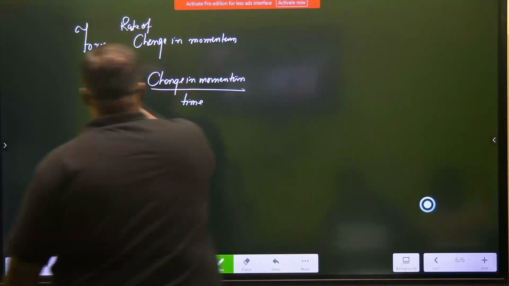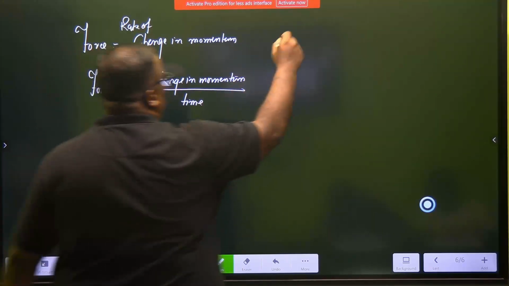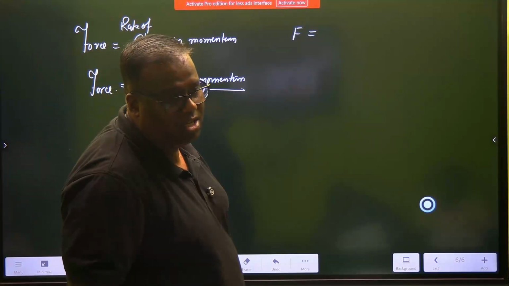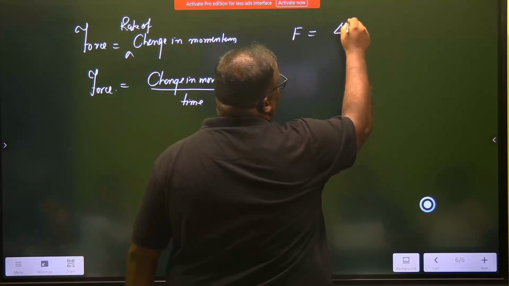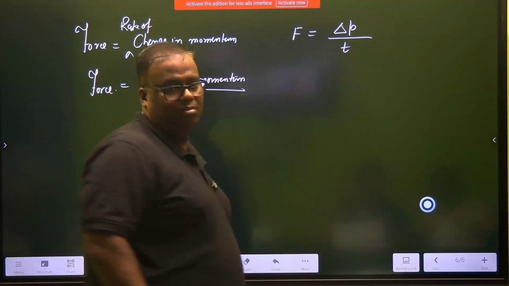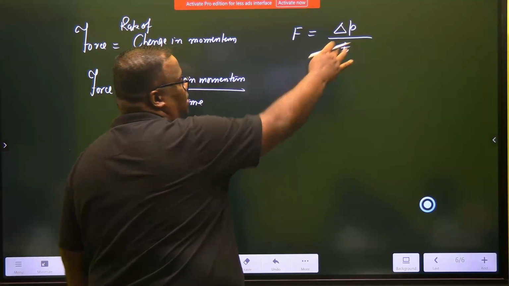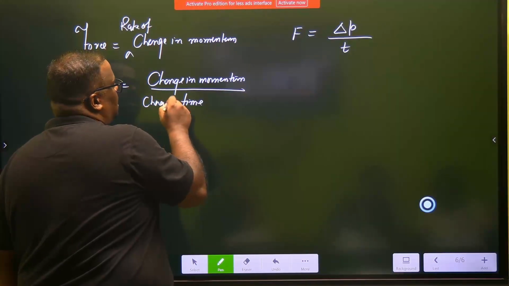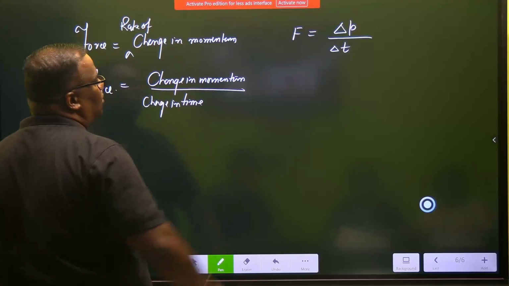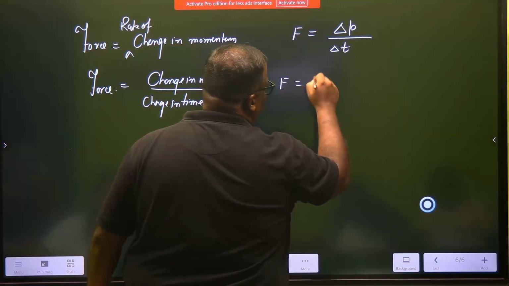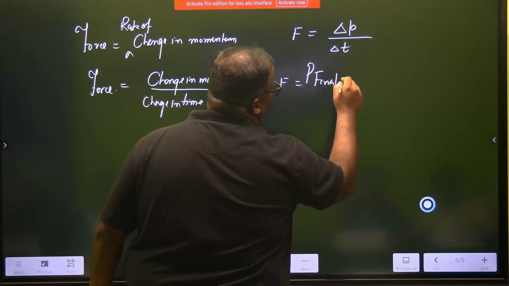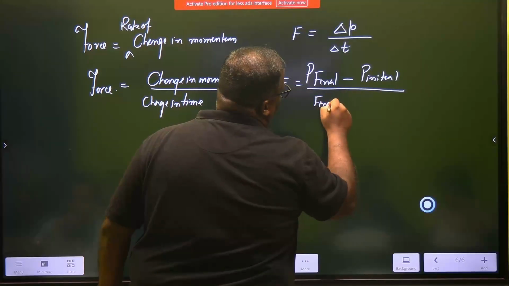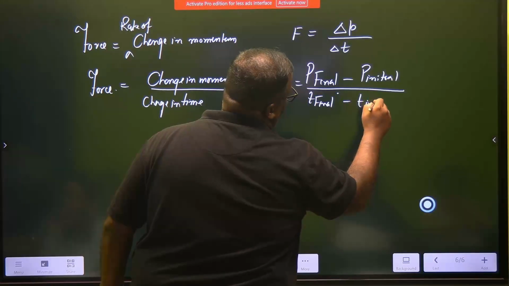So let's put our notation F. How do you write rate of change in momentum? Any quantity's change is written as delta. So if P is momentum, then delta P is change in momentum, over delta T, change in time. Makes it better. Now force can be written as, what is change in momentum? Final momentum minus initial momentum, over final time, T final, minus T initial. Is this clear?